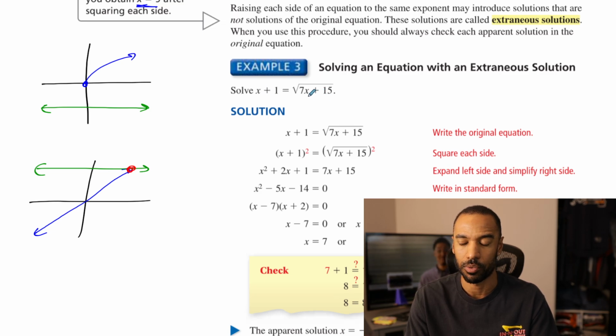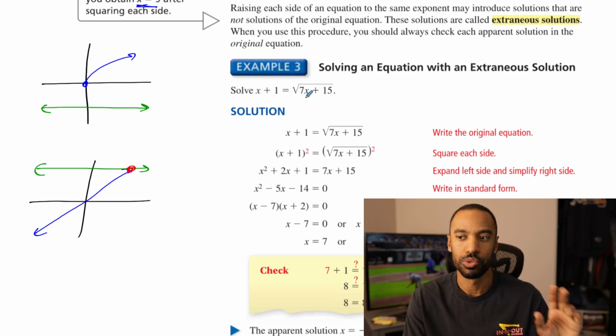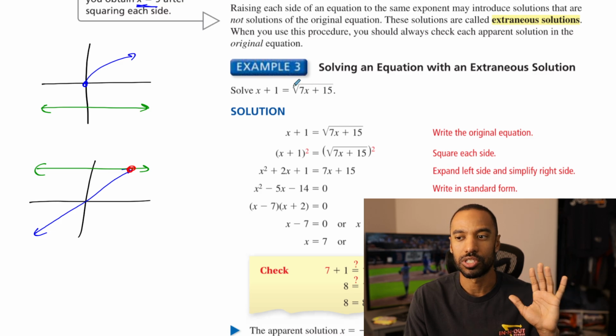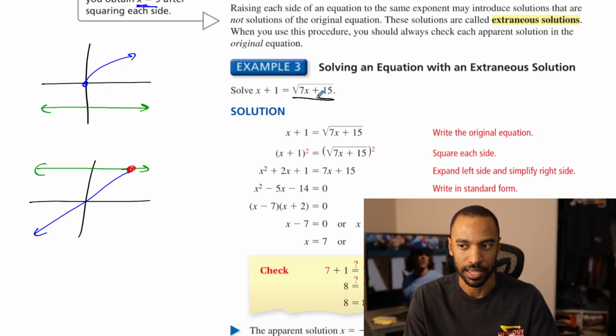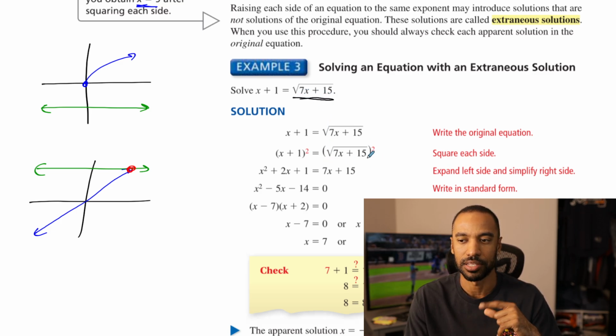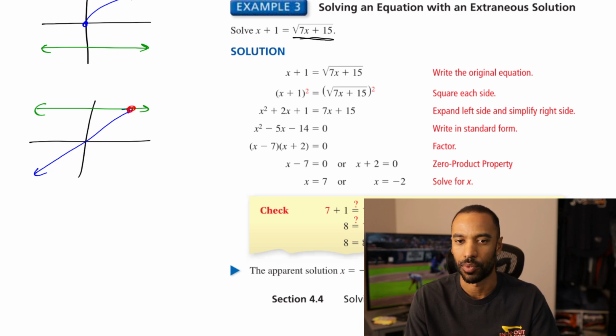There is an x on the outside of the radical, but our goal is not to solve for this x here. Our goal is to get rid of the radical where there's an x. So we need to make sure this is isolated. It is. So we need to square both sides. Boom, because we have a square root there, right?